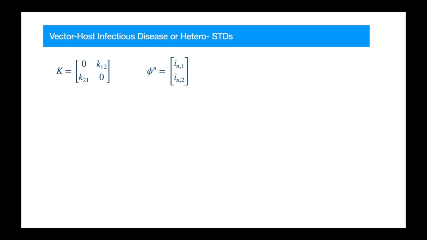Type 1 could be mosquito, type 2 could be human, or for an STD in the heterosexual case, type 1 could represent males and type 2 could stand for females. Now to determine R0, we just need to calculate the eigenvalue of a 2 by 2 matrix. First, could you verify that this matrix is irreducible so that we can apply Perron-Frobenius?